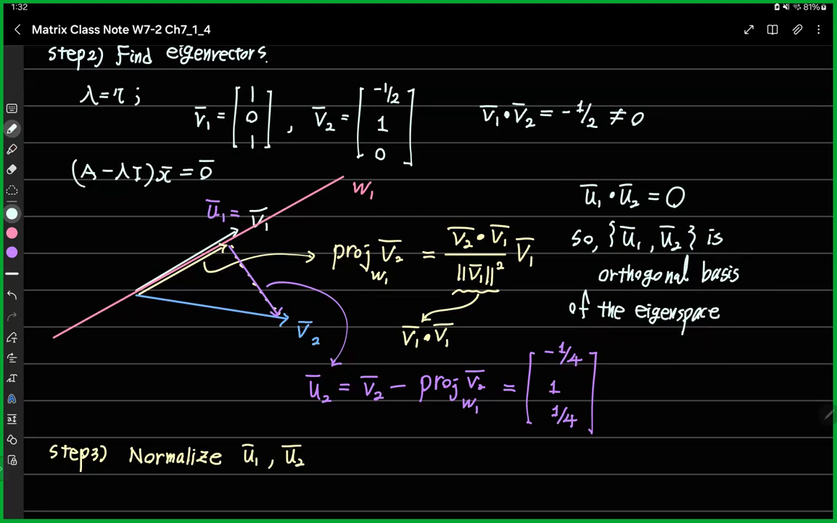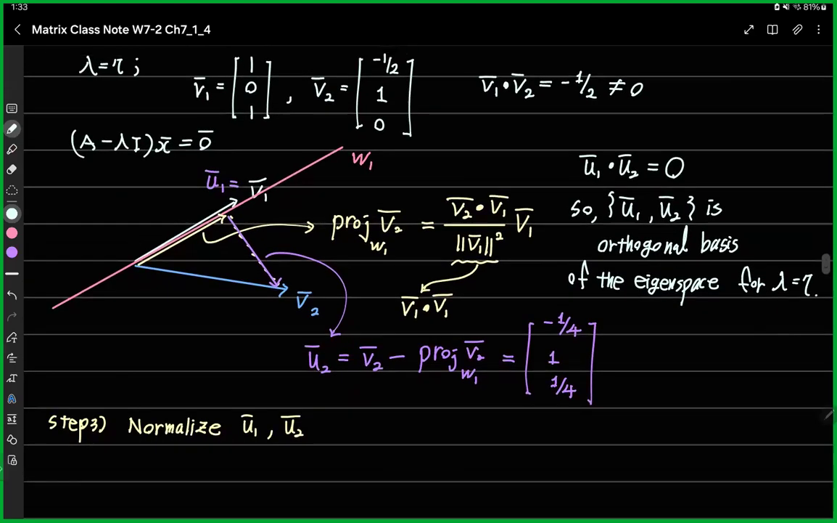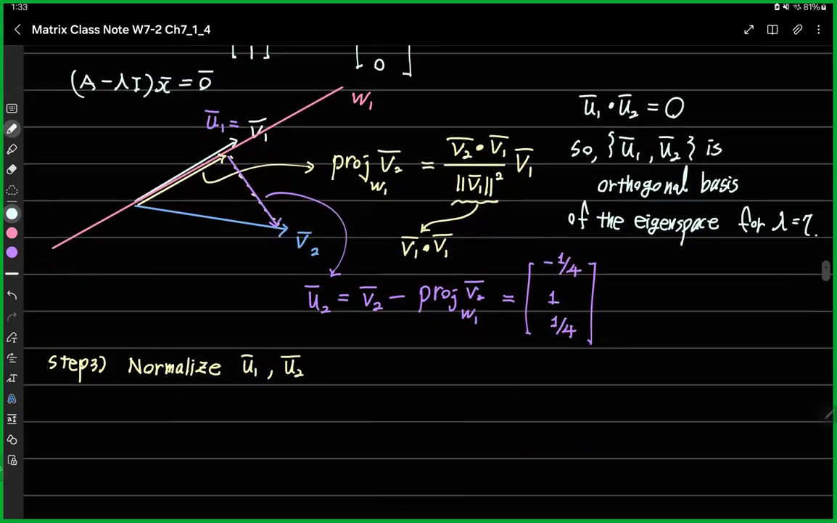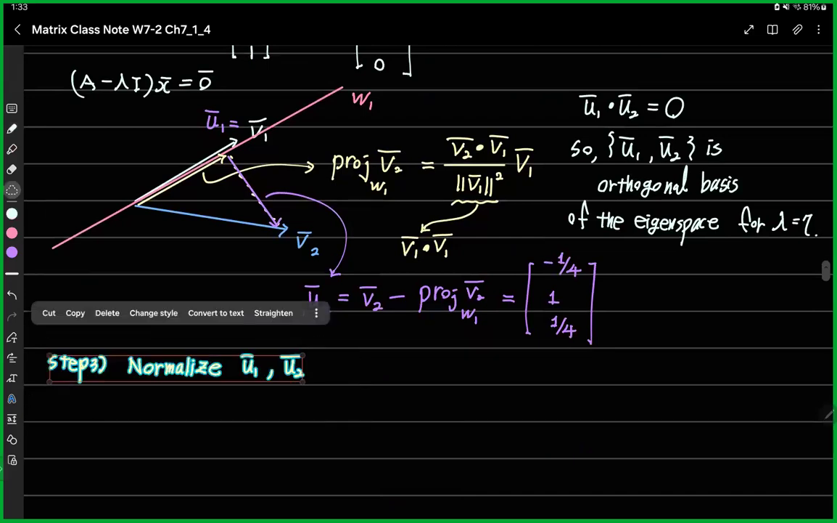Eigenspace for lambda equals 7. Okay. Oh, I forgot to find the eigenvector corresponding to lambda equals -2. Sorry.